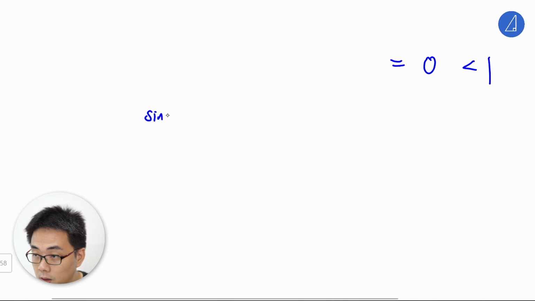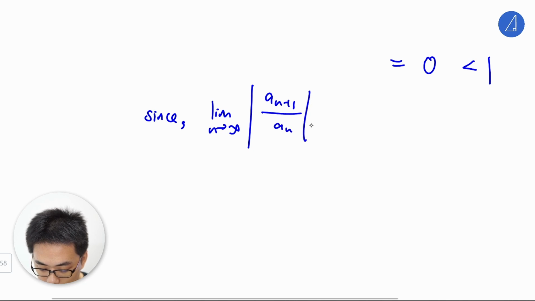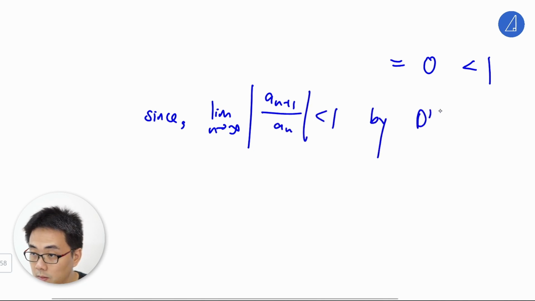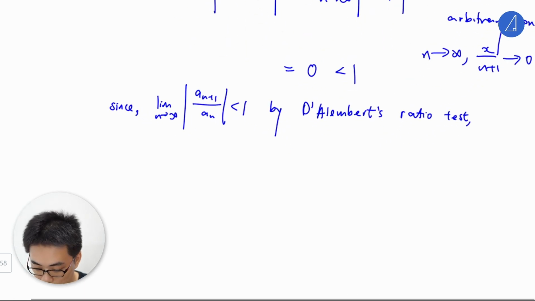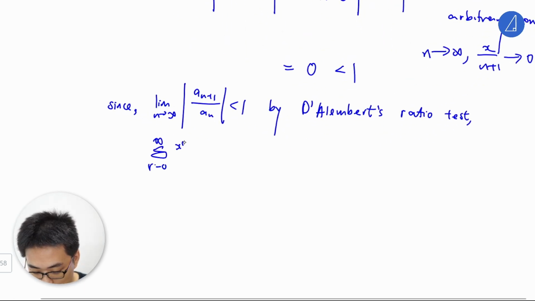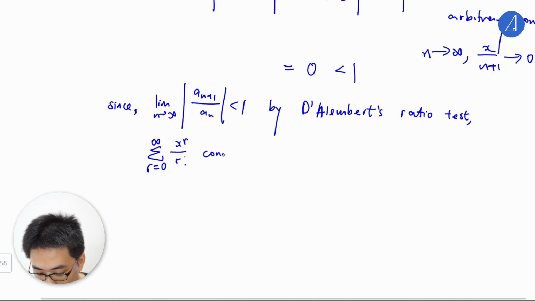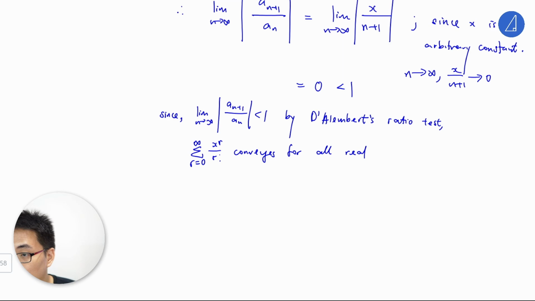I don't know how to pronounce his name. By the ratio test, the sum of x^r over r factorial to infinity converges for all real x.